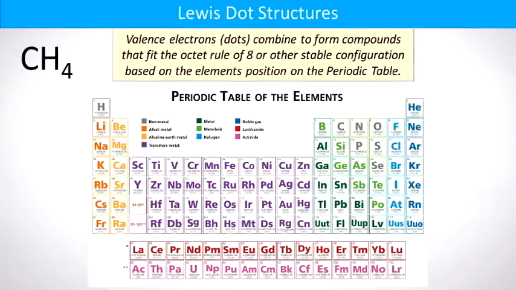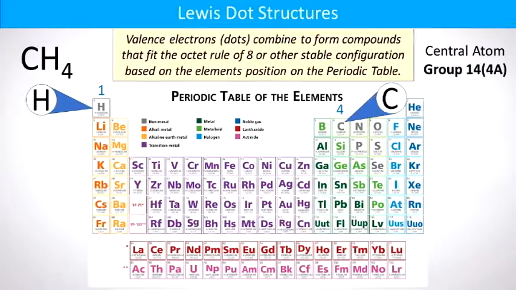In order to teach the concept, we're going to use methane as the example. So let's get started with methane. Methane is composed of 1 unit of carbon and 4 units of hydrogen. Carbon has 4 valence electrons and hydrogen has 1 valence electron. Carbon is the central atom. It's located in group 14 or group 4A.